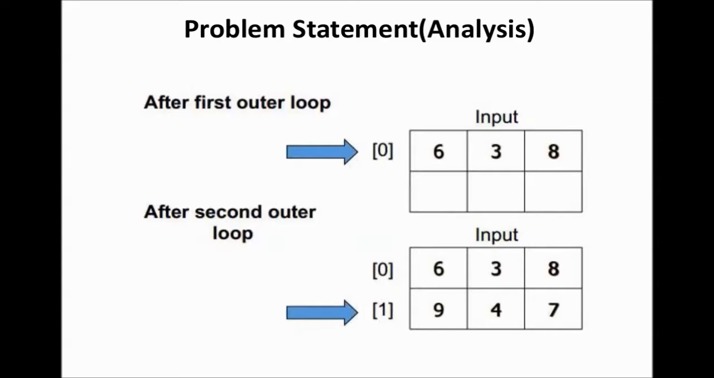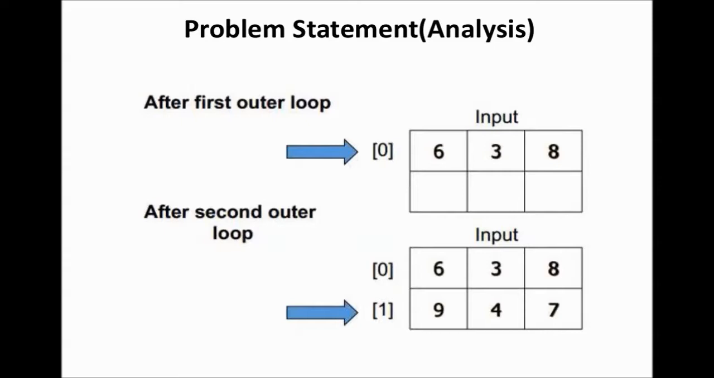We want to enter values 6 3 8 in the first row and 9 4 7 in the second row. So we use two loops, one after the first outer loop and one after the second outer loop. Our output should be 6 3 8 and 9 4 7.